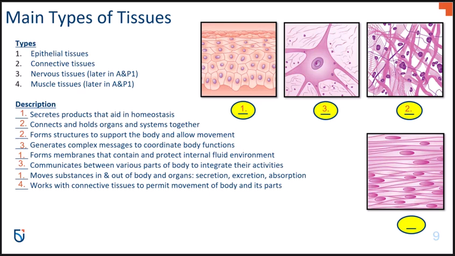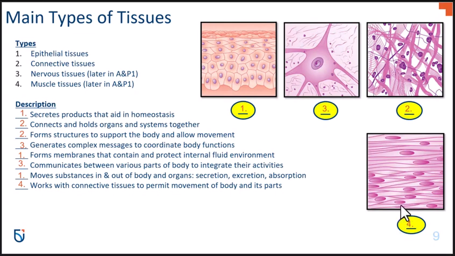And then muscle tissue is going to be working alongside connective tissue, as we'll learn later in this course, to permit the movement of our body and different structures within our body. And here we have a picture of what muscle cells can look like. They're more elongated in their appearance.